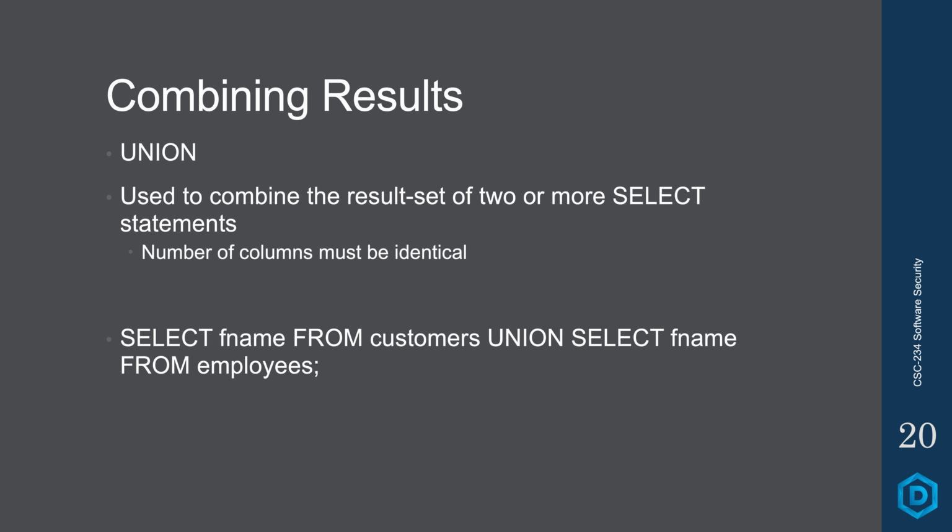So in this example, we have the first select statement here. It says select first name from customers. I'm also going to select first name from employees and use a union to put those things together. So the resultant set, what I'm going to see at the end here is the first name from customers and first name from employees both.